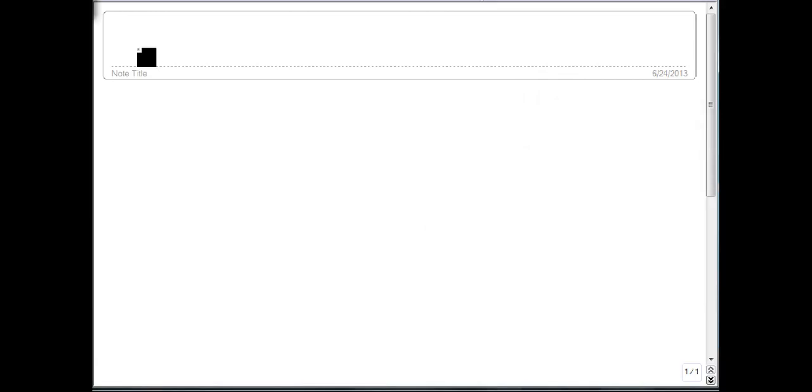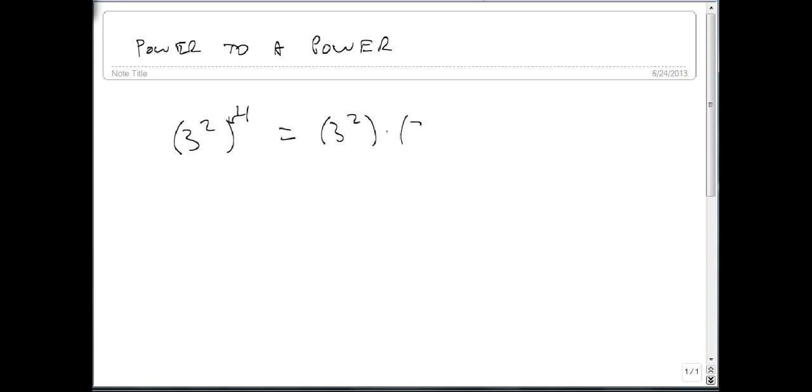We are now going to talk about what happens when we raise a power to a power. And so for our first example, we're going to start with 3 squared to the 4th. Now remember, an exponent says we take whatever it sees and we multiply it that number of times. So this becomes 3 squared times 3 squared times 3 squared times 3 squared. There are 4 copies of 3 squared.